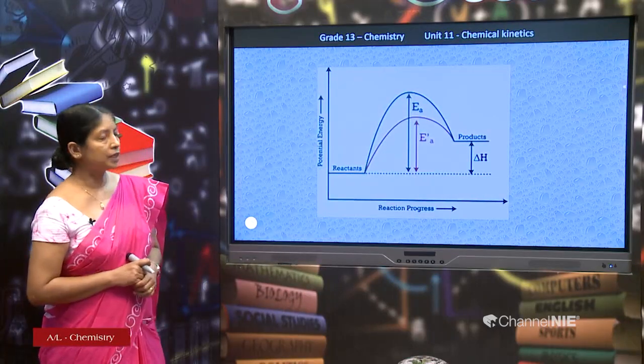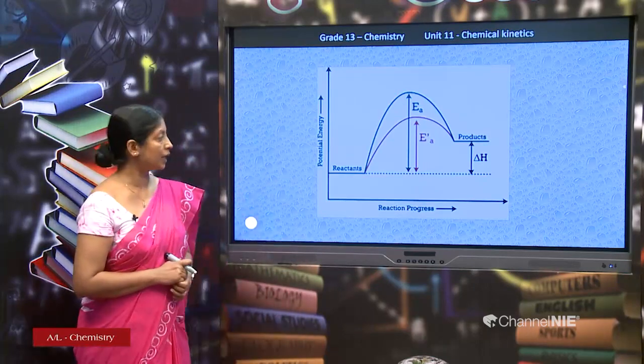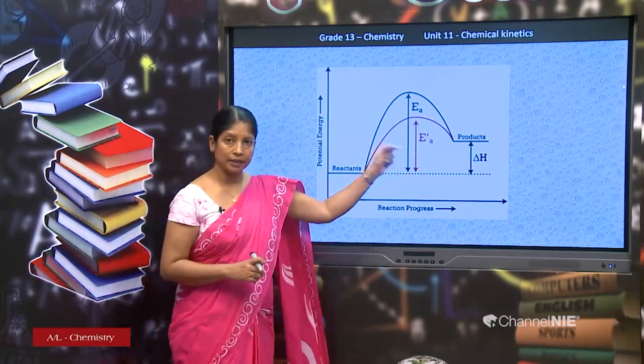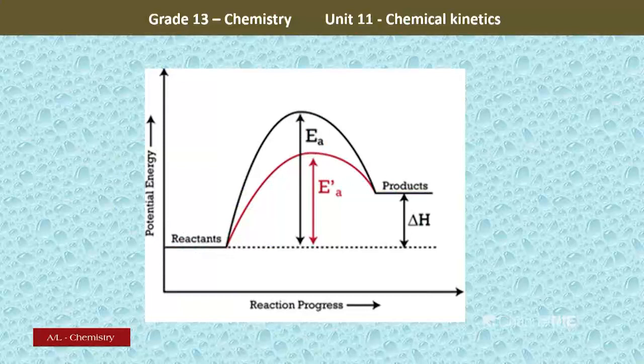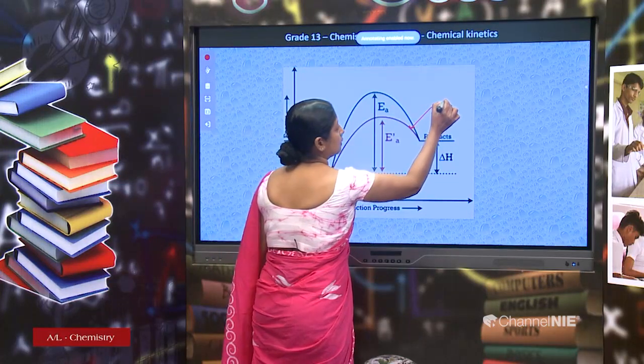So, what kind of reaction is this? The diagram clearly gives what will happen in the presence of a catalyst. The red color line is in the presence of catalyst and the black color line is without the catalyst. The red color line gives what will happen to the mechanism in the presence of catalyst. Shall I mark it to make more clear? This one is with catalyst.